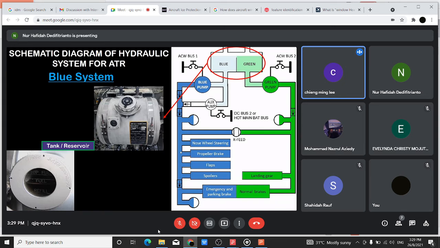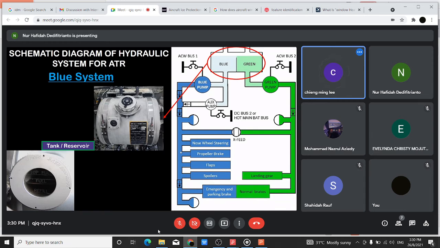Okay. Also the flaps. You see, here the flight control is not mentioned because for ATR, the flight control is using cable. Unlike all the big aircraft, large aircraft, they will use hydraulic because the surface area is very big. So they will use hydraulic power to move the aileron, the rudder, and the elevators.